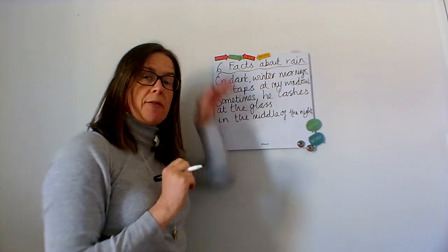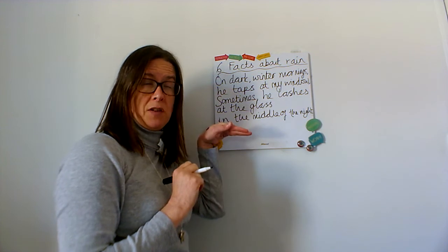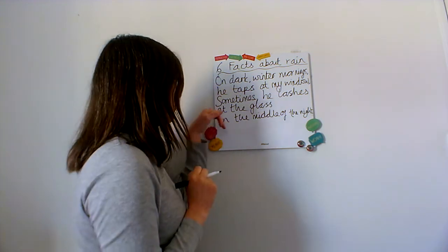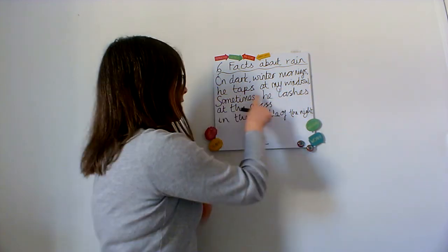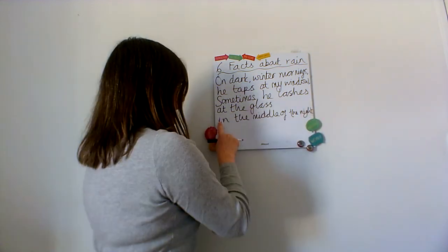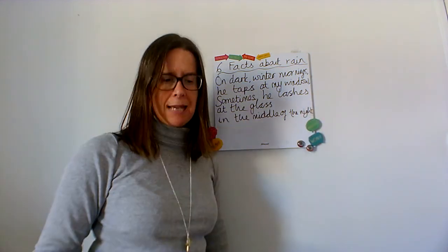Sometimes in poems people do have a capital letter at the beginning of each line, like the first poem we did this week. But here, because it's the same sentence, sometimes he lashes at the glass in the middle of the night. I'm just going to have lowercase there.